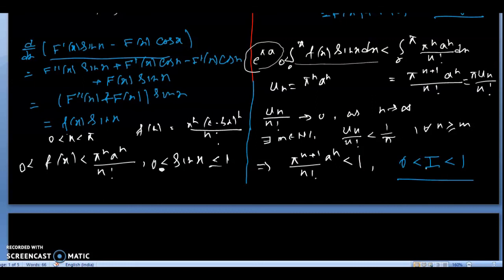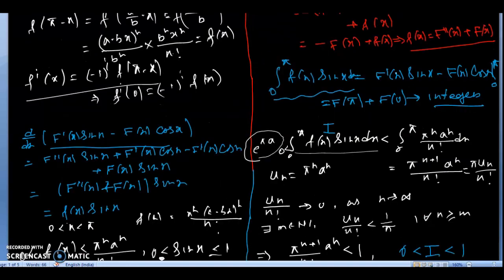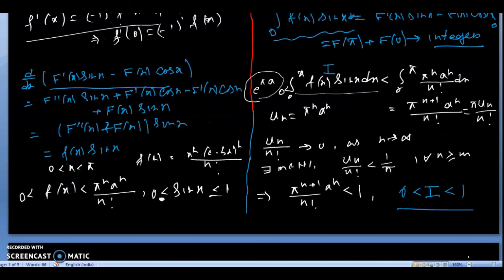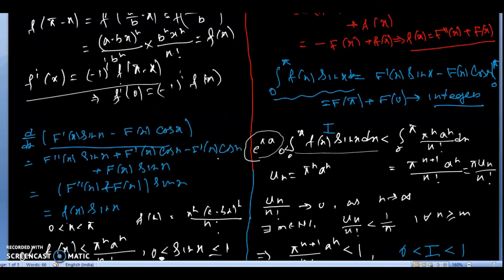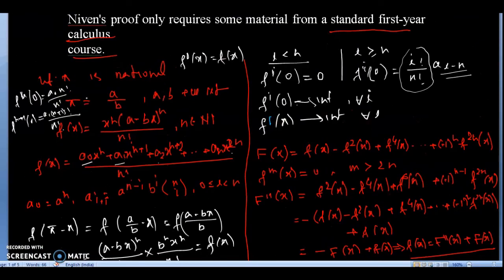But there is no integer which lies between 0 and 1, and I is the value of this integration. That means the value of this is not an integer for all n greater than or equal to m, which is a contradiction, because we already showed that this part is an integer for any n. So our assumption is wrong. What did we assume? We assumed that pi equals a by b, where a and b are positive integers, which is not possible. That means we cannot write pi as a ratio a by b of positive integers. Therefore pi is not a rational number.